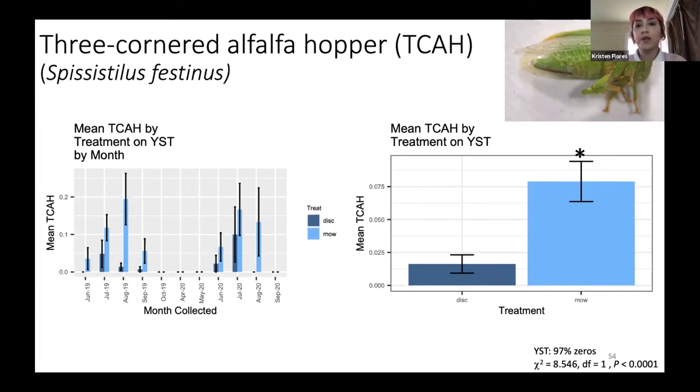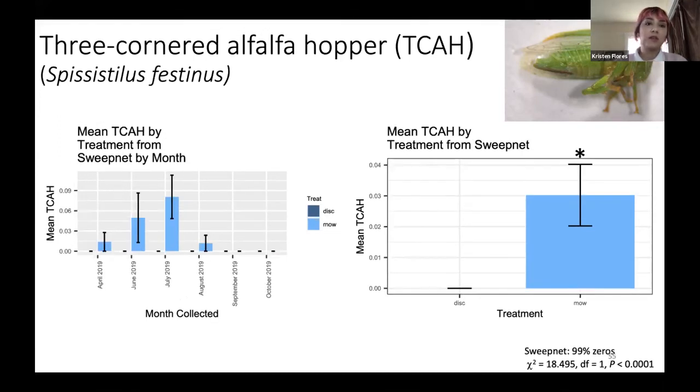The graph on the right compares mow versus disc rows for yellow sticky traps. We can see that significantly more Tika were found in mow rows in the canopy than in disc rows. This would indicate that Tika stays in areas where there is ground cover present.